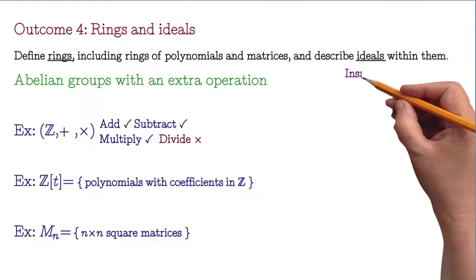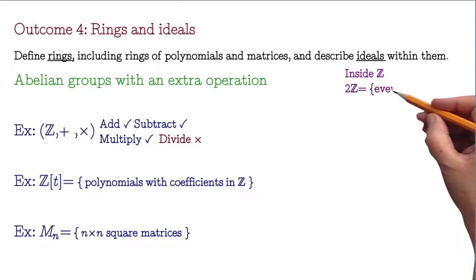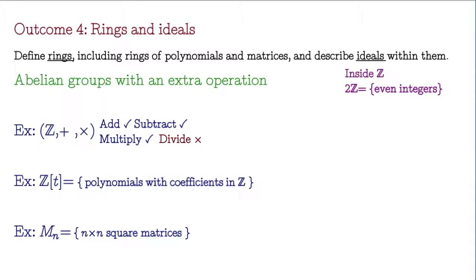And again, ideals. Ideals are just the sub-objects inside of rings that we happen to care the most about. So, for example, inside of the ring of integers, we can consider the set of all even integers as being an ideal, a sub-object inside of that ring. We'll talk more about what that means, obviously, in due time.